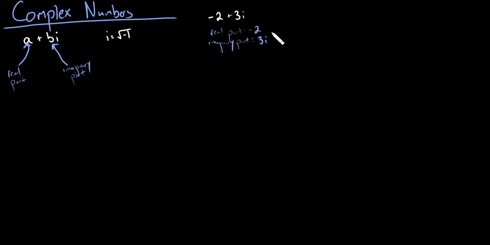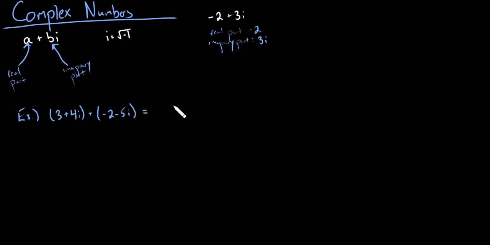Now, adding and subtracting complex numbers is actually fairly straightforward. It's basically the exact same as adding and subtracting polynomials. You essentially just perform the operation and combine like terms, okay? So, for example, let's say we had 3 plus 4i, that's one complex number, plus the complex number negative 2 minus 5i.